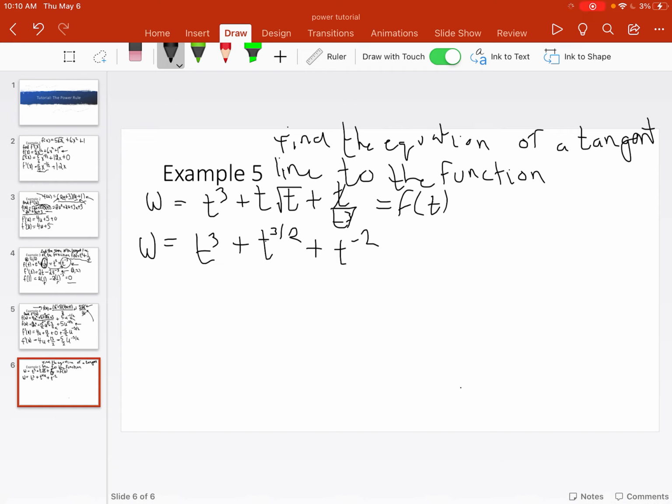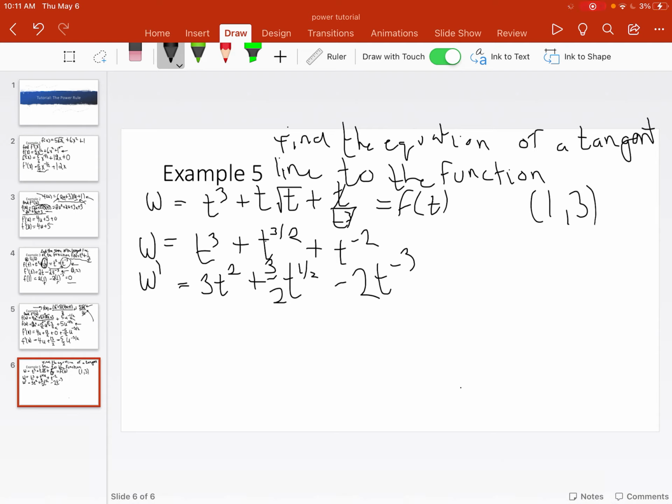Now let's take the derivative. So our derivative, which we say w prime, is 3t squared plus 3 over 2 t to the half, because we subtract 1 from 3 over 2, minus 2t to the negative 3. So that's our derivative. And I forgot to write the point at which we're finding the derivative. The point is 1, 3.